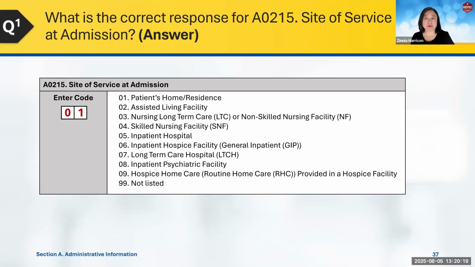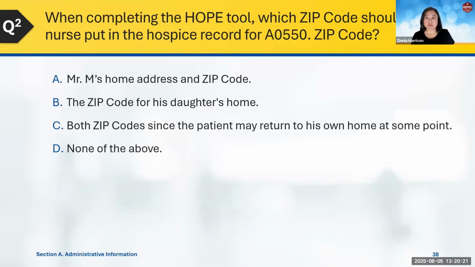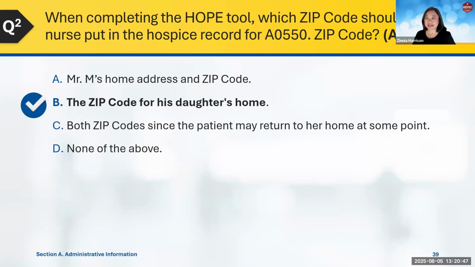Let's try another one. When completing the HOPE tool, which zip code should the nurse put in the hospice record? Okay, I think we can close this one as well. And the correct answer is B. The patient is staying in the daughter's home while receiving hospice services, so you would record the daughter's zip code.